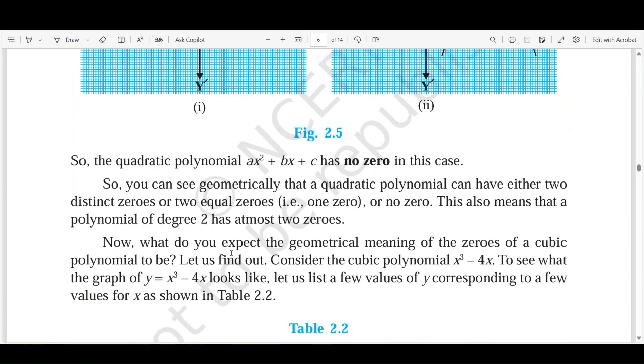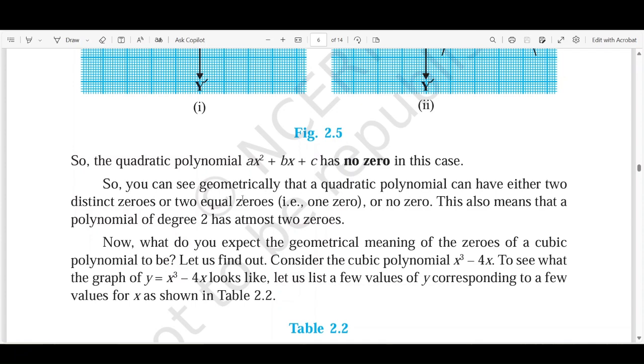So in general, for any quadratic polynomial, we will have three different cases. Either we will have two distinct zeros, or we will have only 1 0 which will get repeated, and the third one is no 0 for the quadratic polynomial.